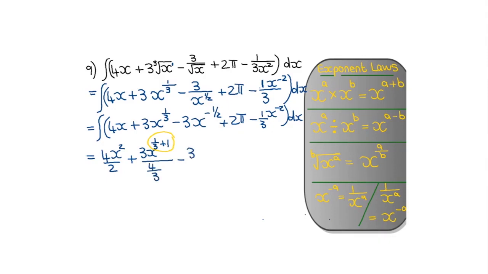Minus 3x to the power negative a half is what I have. Plus 1. Now negative a half plus 1 gives me a half. So I have to divide by that new exponent.